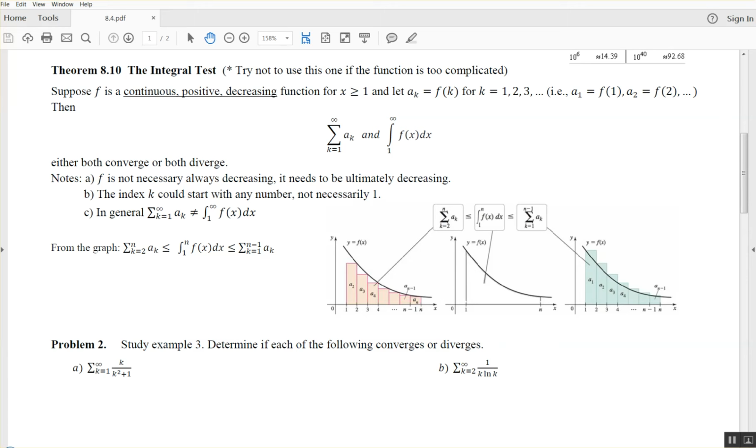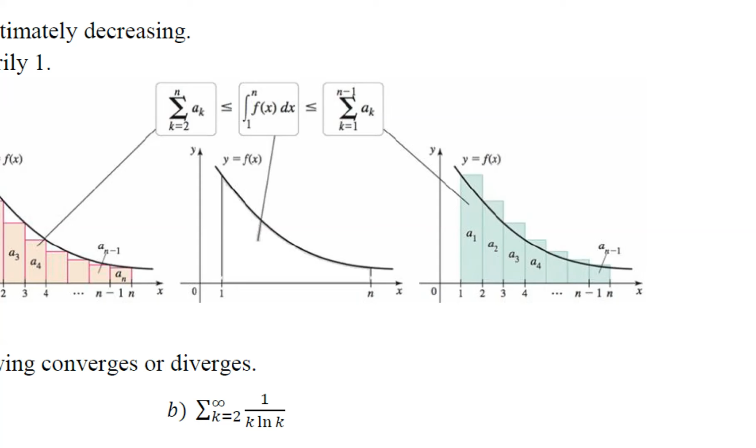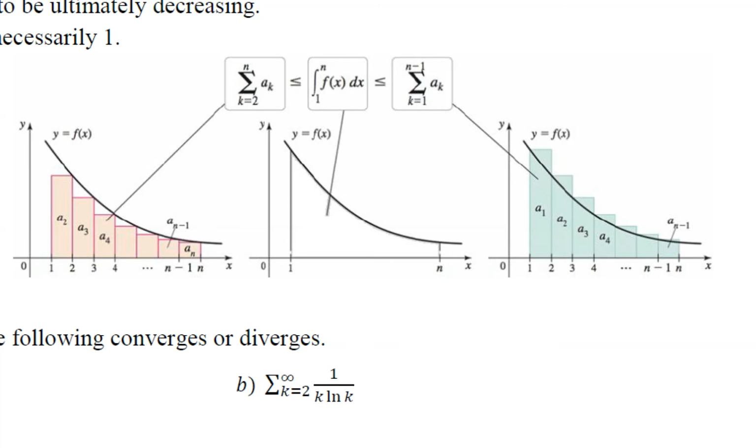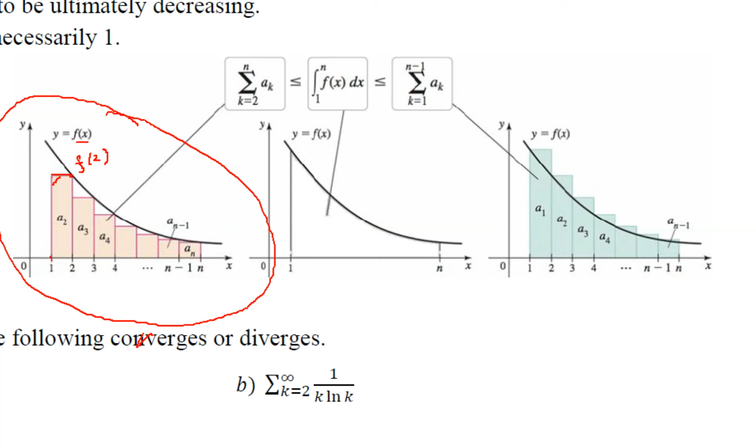Now let's try to understand why this theorem is true. Take a look at the graph given here. On the left graph, n is 1. This is f of x, and we use f of 2 to construct this rectangle, and this is f of 3, and so on. So these are a_2, a_3, a_4, and so on.